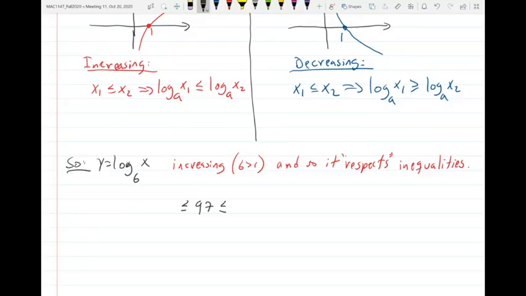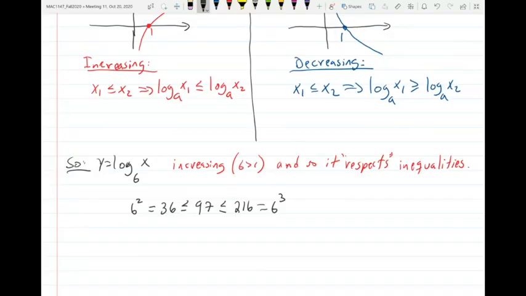Okay, so for example, 97 is definitely bigger than 36, which happens to be equal to 6 squared, and then it is less than 216, which happens to be 6 cubed. The first thing that you need to do is locate your argument, in this case 97, between two consecutive powers of the base. And you do this by trial and error.